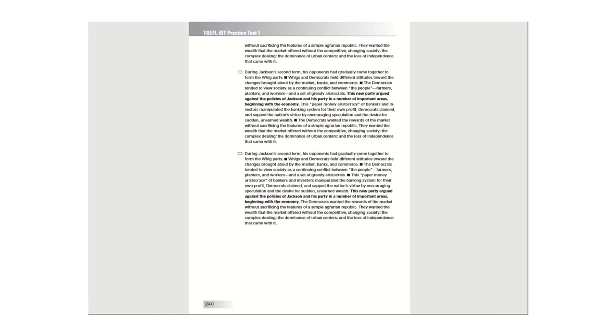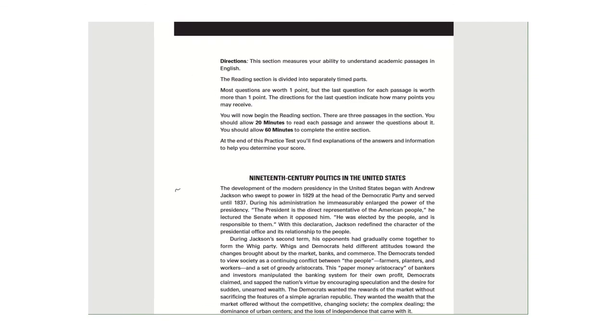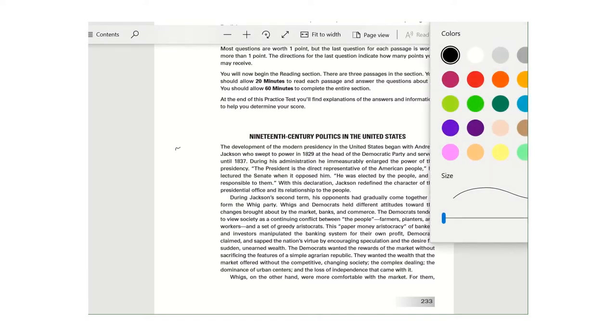So we'll do a few questions from the first paragraph here. First, before that, we'll learn a few techniques of reading. As you can see, this is the first paragraph. It is advisable to just go through it very quickly to understand what is going on, and you can make certain diagrams. For example, in this case, they are talking about the development of the modern presidency in the United States, which began with Andrew Jackson, who swept to power in 1829. So okay, fine, Andrew Jackson is there.